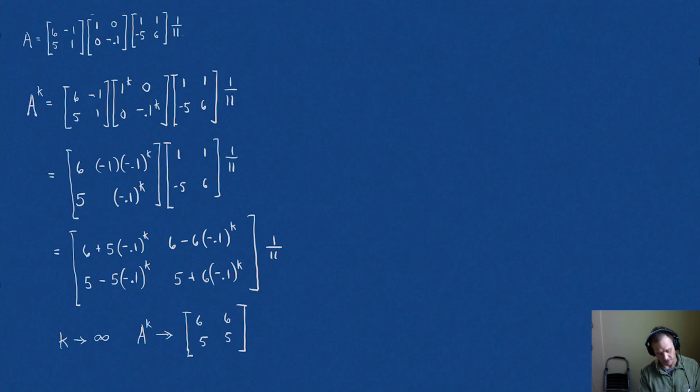And there it is. That is an example of how you can diagonalize a matrix and how you can see the long-term effects of multiplication. In this particular example, because the columns of A add to 1, A is called a Markov matrix.